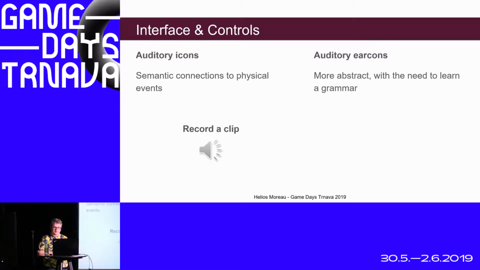And on the other hand, auditory earcons are sounds that are more abstract, and they require learning a grammar. So we used those sounds for the interactions that were more related to the gameplay itself. So for example, you can fast forward in the game if you want to go to the next clip, and you can listen to a clip that you have previously recorded if you don't remember what it is. But the example I wanted to give you was the sound that you hear when the time resets. So I'm going to let you listen to a little bit of it.